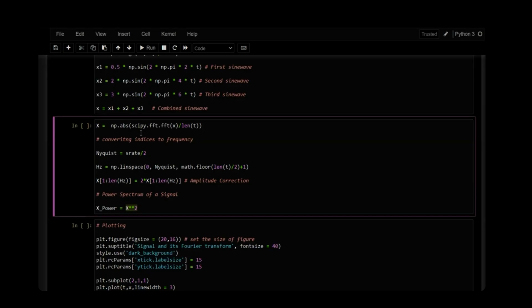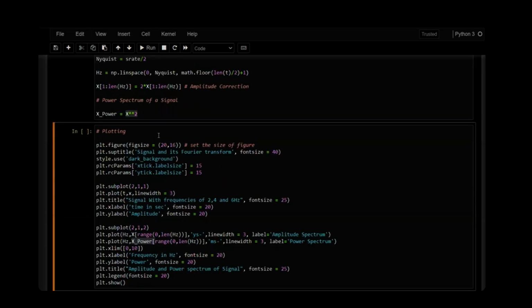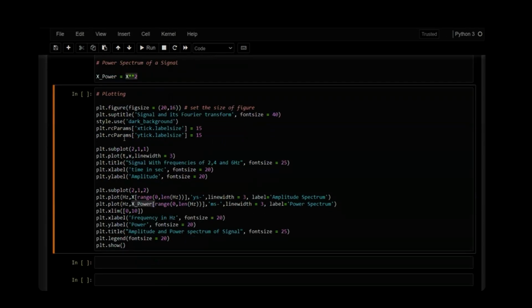And what is the power spectrum? As I said earlier, the power spectrum is just the square of the amplitude spectrum. So in this cell, we have calculated x amp, which is the amplitude spectrum, and x power, which is the power spectrum, or the power of the signal.